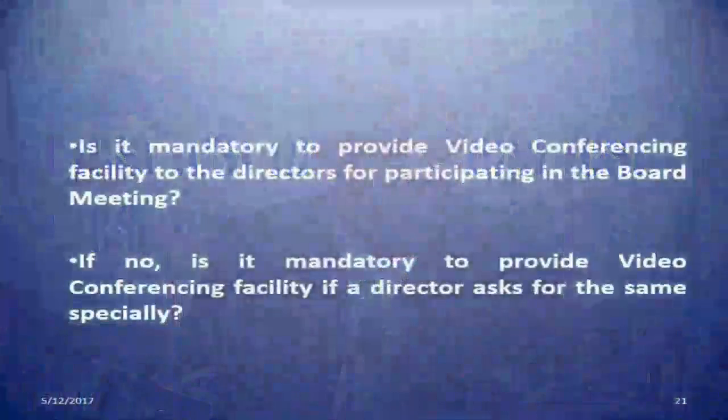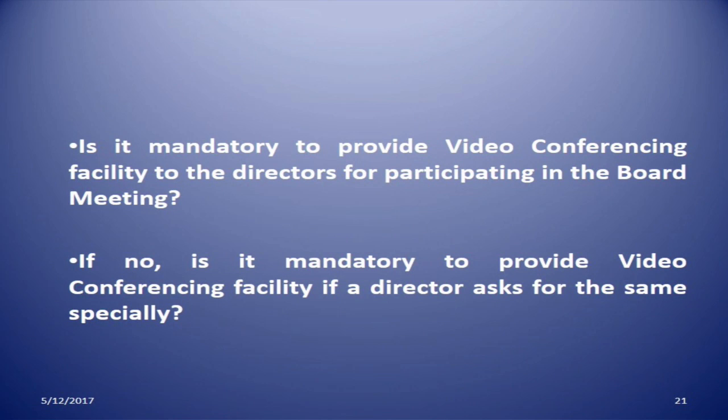Next question, friends. Is it mandatory to provide video conferencing facility to the directors for participating in the meeting? This is an issue where multiple interpretations are possible. However, what I'll discuss is whatever has been provided in the standard as on date, that the participation of a director in a meeting of the board may be through physical mode or through video conferencing.